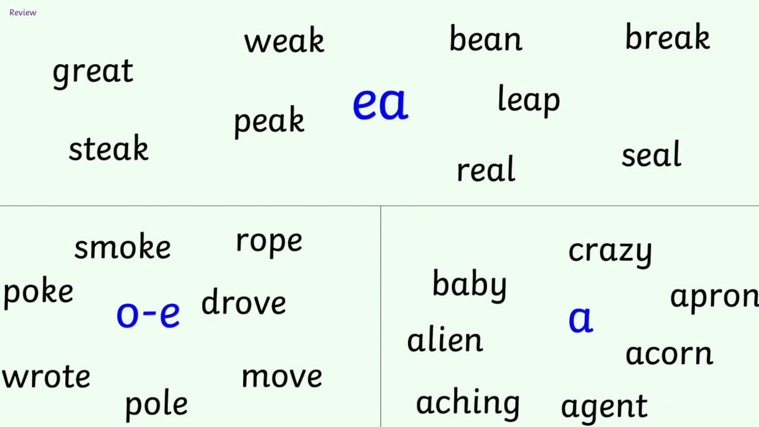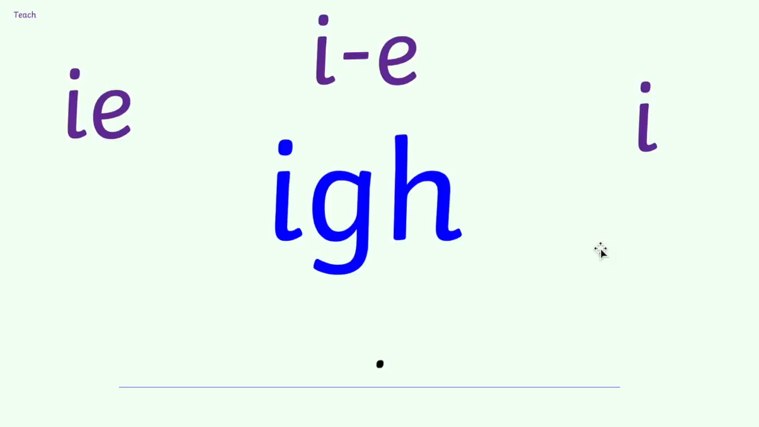Okay, let's move on now and let's look at this sound we've been looking at this week. So we've been looking at the I sound, haven't we? And we know that before we've seen the I sound with an IGH, but we've been looking at it spelt with an IE, an IE split digraph, and an I by itself. So let's just quickly go over what we do when we're writing to make sure that we spell words correctly, or at least have the best go spelling words.